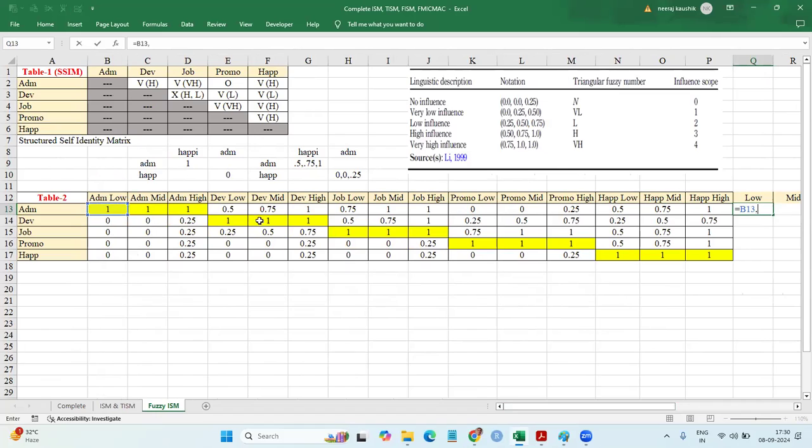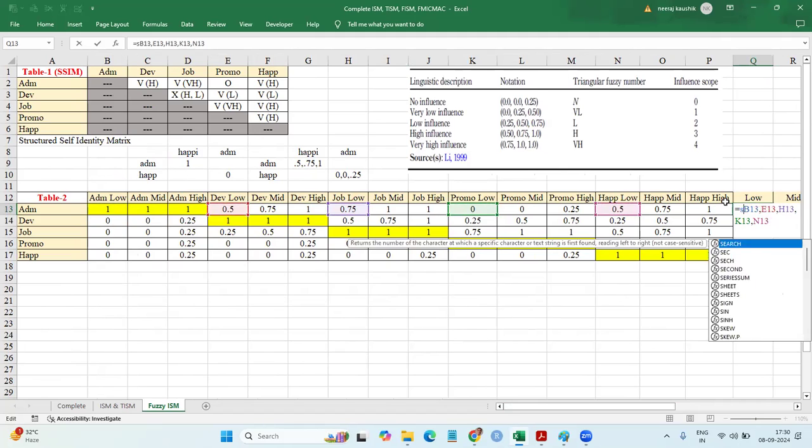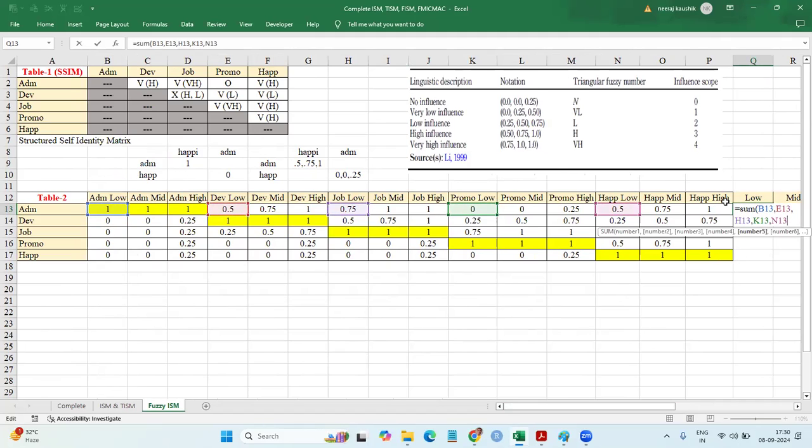So this is 1, this is 2, 3, 4, and 5. These are all low values, and I forgot to write the sum here also. So write here the sum of all of them, so that I get the sum of it.